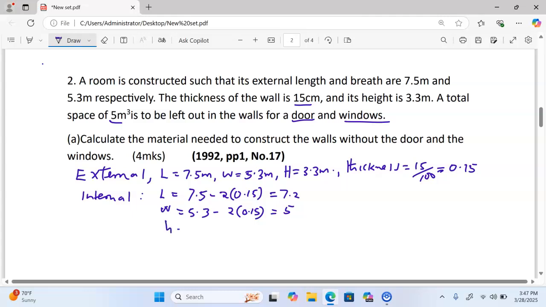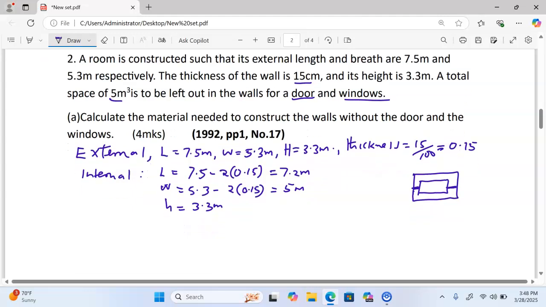Remember, the height will not change. It will remain 3.3 meters. The reason why we are multiplying twice 0.15 is because if, for example, we have a diagram like this, so if the thickness is 0.15 this side, it means we also have the same thickness on the other side. From here now, we can calculate the external volume.